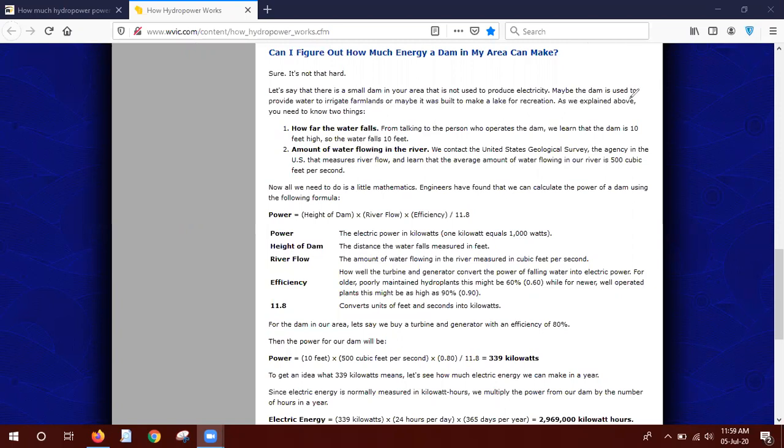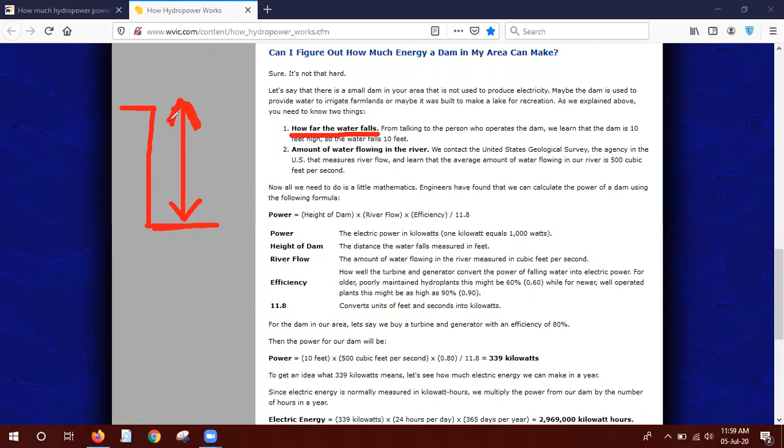The two factors that are very important, I will give you these two links in your group, so you will study from these two very well. The first factor is how far the water falls, that means the height between the ground level and your dam level. Suppose this is your ground, and this is your dam. What is the effective height? That is the first important factor for hydroelectric power plant energy production.